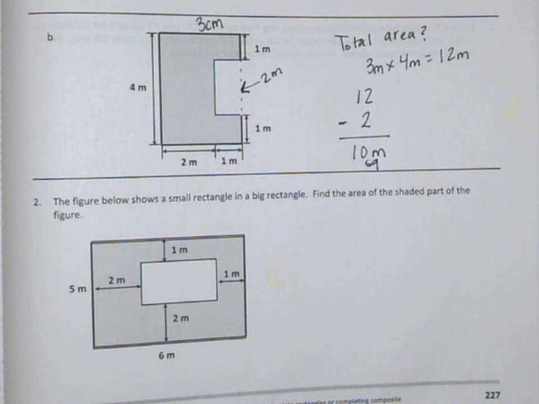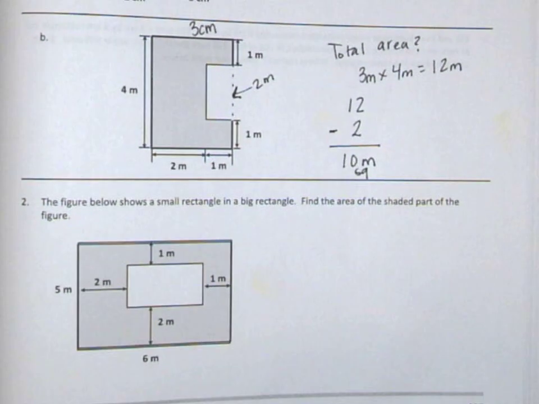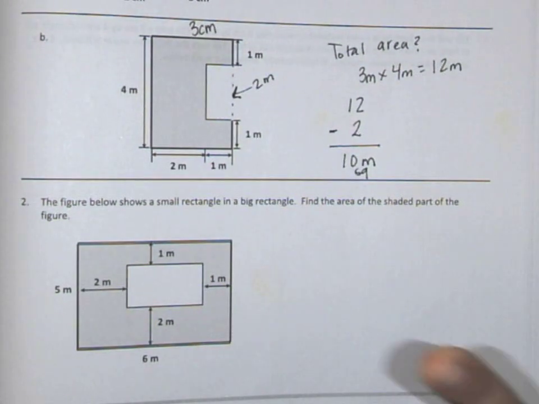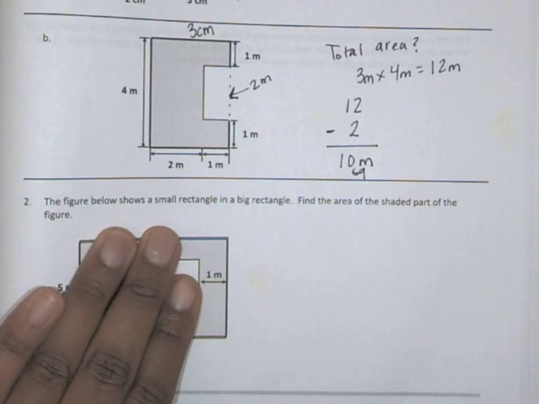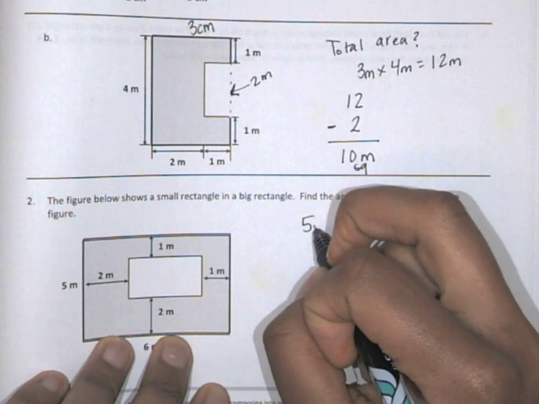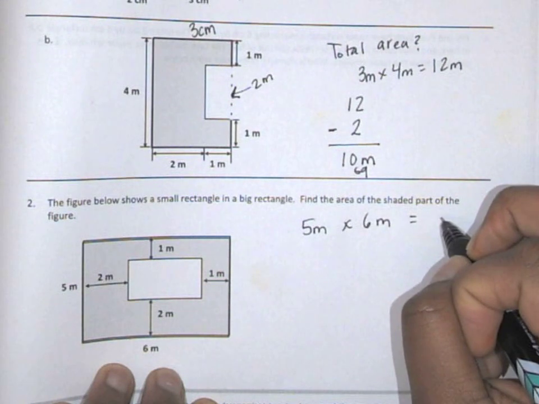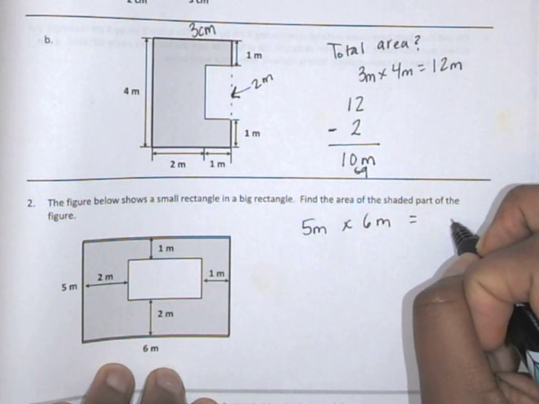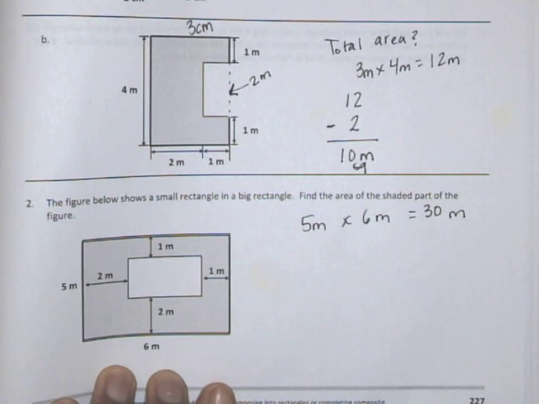All right, scholars. So I'm going to walk you through how to solve number 2. I know it's a little bit tricky, but we can figure this out. So remember, we always want to start off knowing the total area, always. So not even looking on the inside, looking at our side lengths, we have 5 meters times 6 meters, which equals, wait, how many meters? 30 meters. Okay, 5 times 6 is 30.